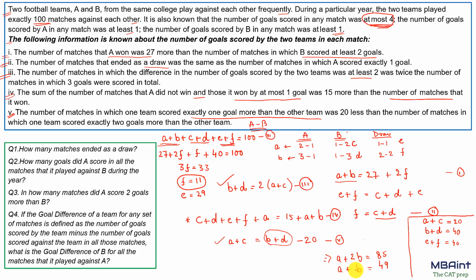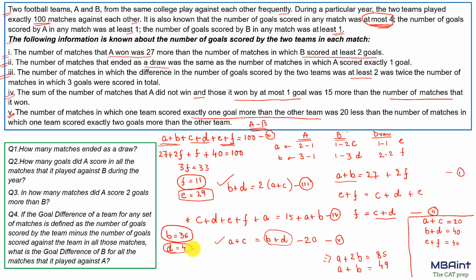So if we subtract this, we'll get B, and this over here will get 36. Okay, let me write everything here. So we'll get B equals 36. So when we got the value of B, we can get the value of D. Value of D would be how much? B plus D equals 40. So value of D would be 4.